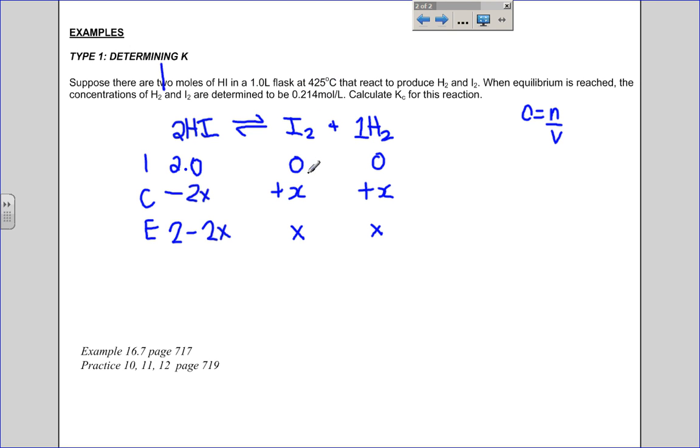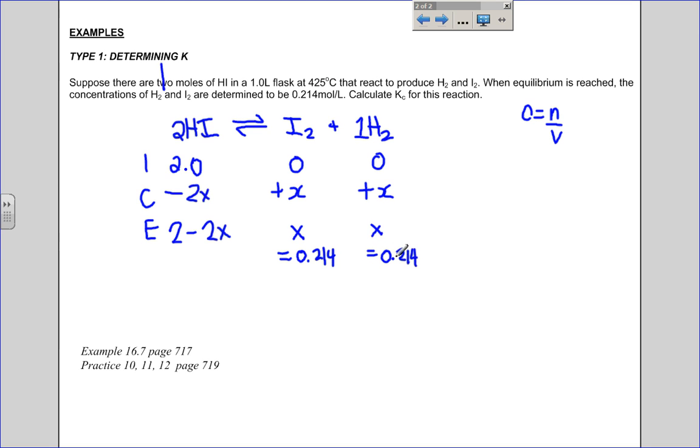So what we know is that the concentrations of I2 and H2 at equilibrium, they're equal to x, but they're also equal to 0.214. So what this information has given us is the concentration that x is, because x is equal to 0.214. So anytime you're given the concentration of something at equilibrium, what that's going to help you find in your ice chart is the x value.